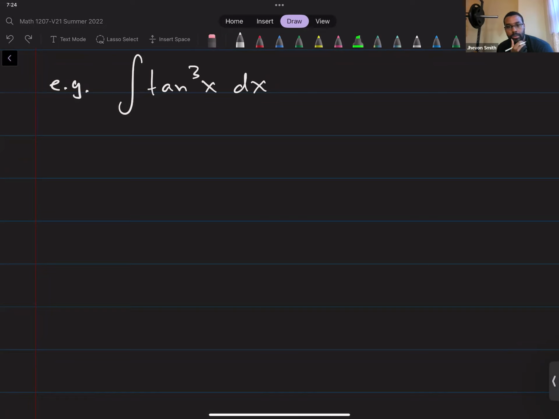Taking the tan out and putting it to the side. Okay. Any reason why you think that was a good thing to try? What was your gut feeling telling you here? We did it before. Right.